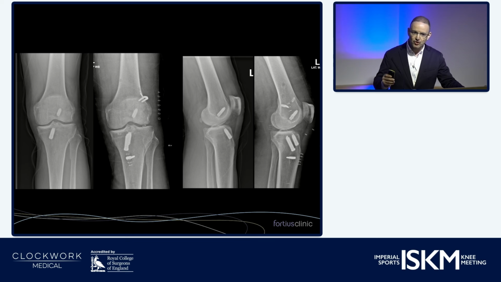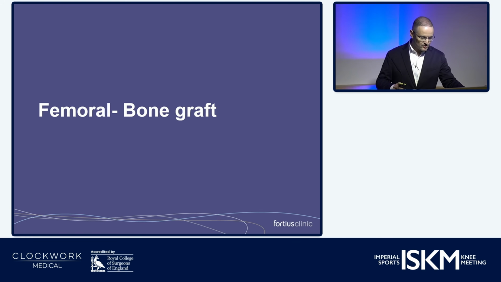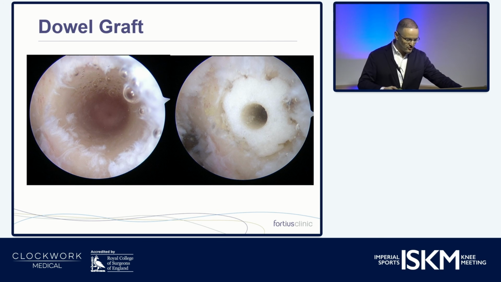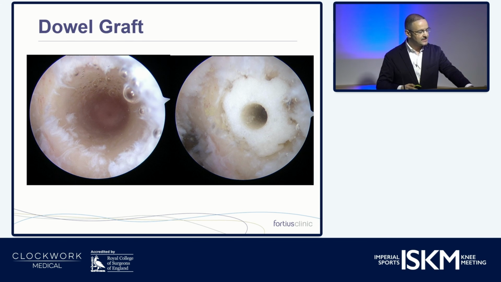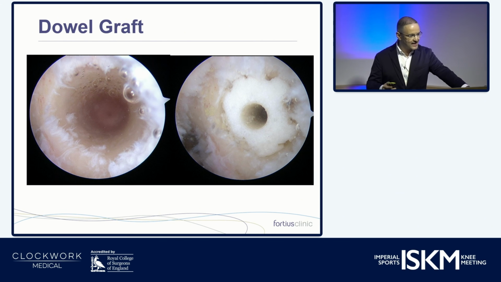Just to touch on 2-stage revision. So femoral bone grafting. This is a case that I grafted. The tunnel didn't need grafting, but the tibial side was significantly dilated, and that was the indication for the 2-stage. But here we put in a bone dowel. There are lots of tips and tricks for getting these bone dowels in. Sometimes they do interfere quite a lot, and they can fracture as you tamp them in.